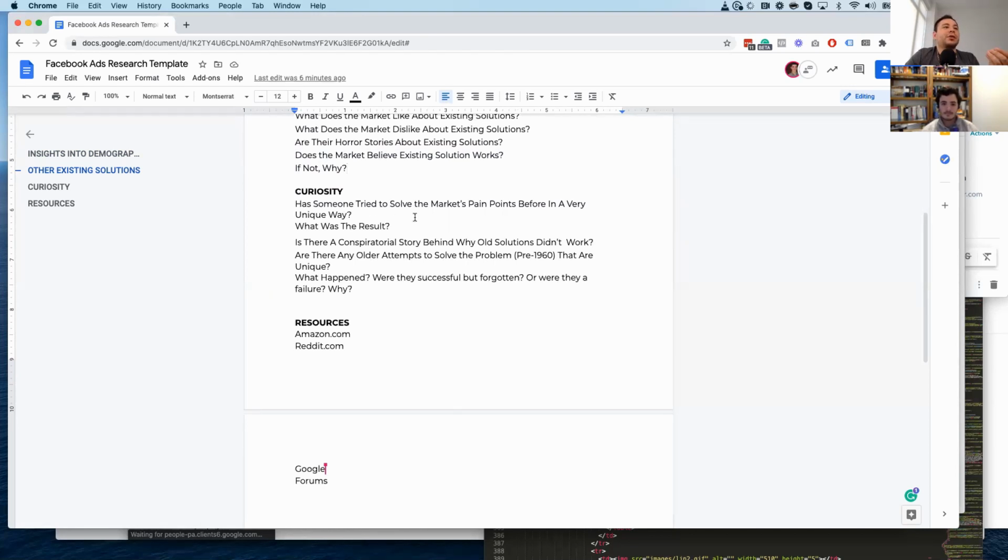Next one, curiosity. Has someone tried to solve the pain points in a very unique way? I think this is where you need to be thinking about, is your solution this unique way, or has someone else come up with a newer, unique way? Eric, from that book that we read, remember when cigarettes came out and then were kind of banned, and then someone came up with a filter, right? And then they're double filtered, methyl filter, the concept of unique mechanisms in the same product, right?